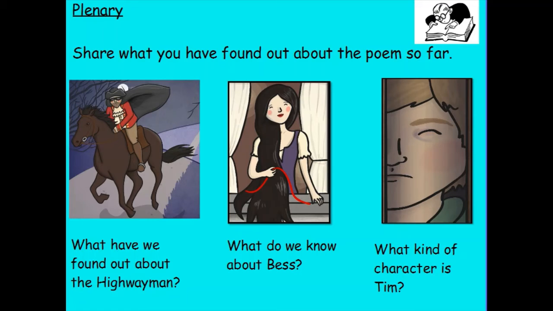And at the end, I would like you to think about what you have found out about the poem so far. So what do we know about the highwayman? What do we know about Bess, and what kind of character is Tim? So by following that online link to your poem, you'll be able to hear the whole thing and you will be able to make predictions about these characters here.